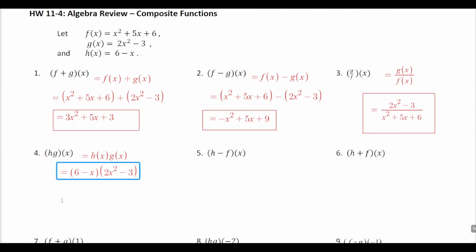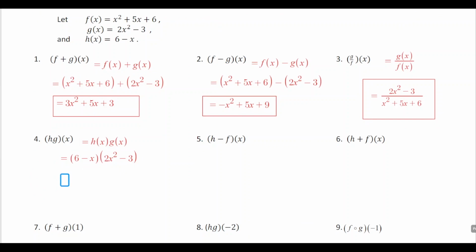And so we are going to FOIL this out. I'm going to assume that you guys know how to multiply out two binomials. I'm not going to go into great detail here. We get negative 2x cubed plus 12x squared. Let's see, what else we got here? Plus 3x and then minus 18. And no like terms to speak of here, so we are done.